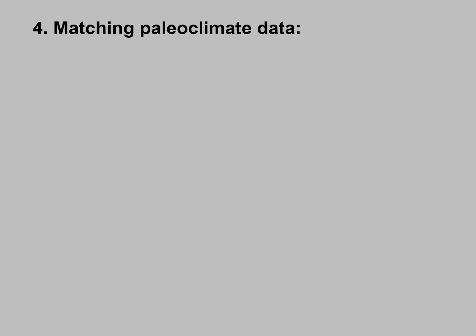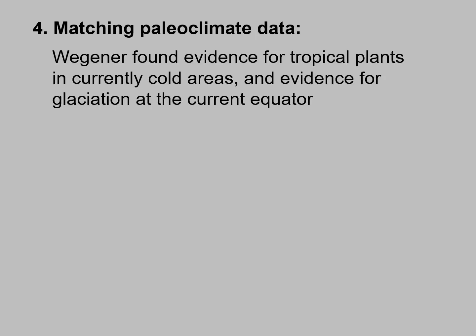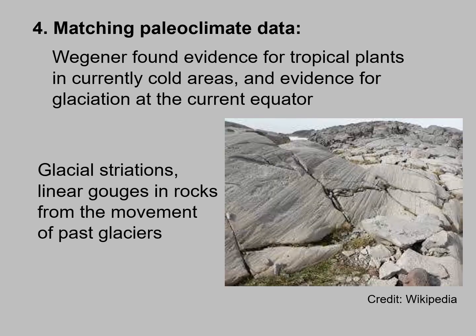The fourth set of data that he accumulated before his death was matching paleoclimate data. He found evidence for tropical plants in what are currently cold areas and evidence for glaciation at the current equator. One bit of evidence that he found was glacial striations, which are linear gouges in rocks that result from the movement of past glaciers. He found rocks with these glacial striations in both the tropical Amazon rainforest and the tropical rainforest of Central Africa.